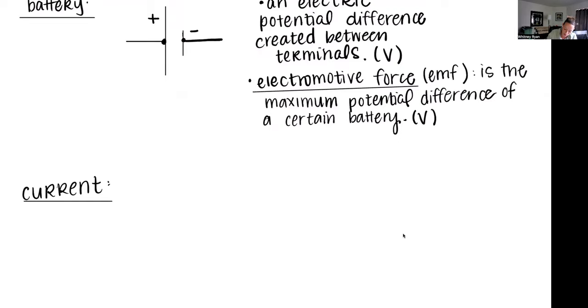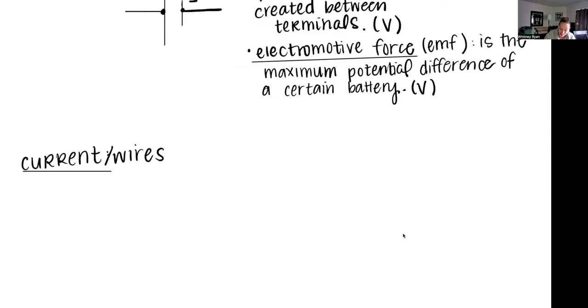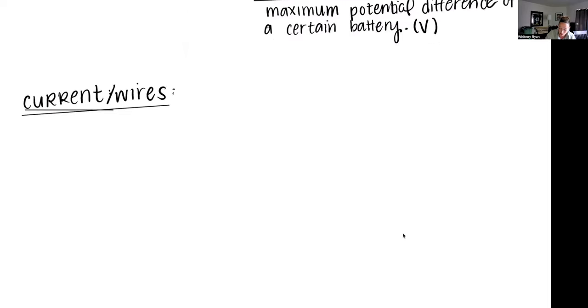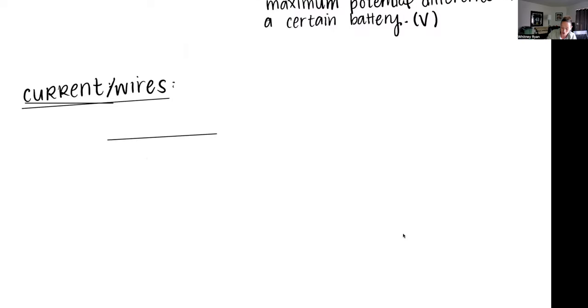Okay, and then I'm going to also put slash wires. So I have a battery. I'm going to connect that current and wires to that battery in order to do something. Wires are just straight lines in the diagrams. So here's a wire in your diagram. Wherever you see straight lines, it's just a wire in the circuit.